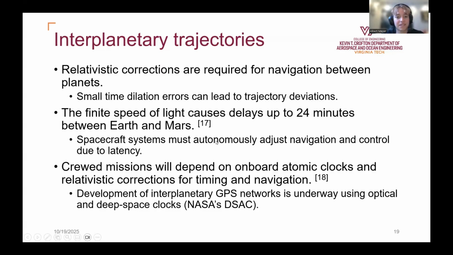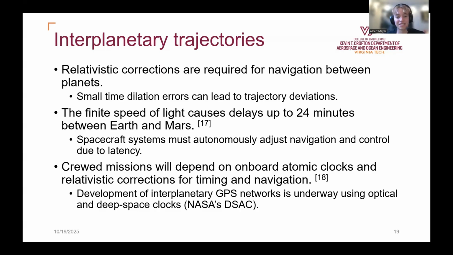We could see that if you have a 24-minute delay between Earth and Mars, and Mars is one of our closest neighbors, it's still 24 minutes delayed, so it's a very long time. You're not going to be able to correct your navigation via control room. You're going to want to have that autonomously on board the ship. So it's important to have relativistic corrections built into our systems.